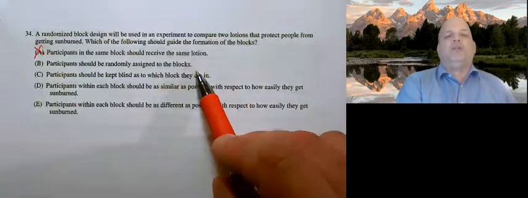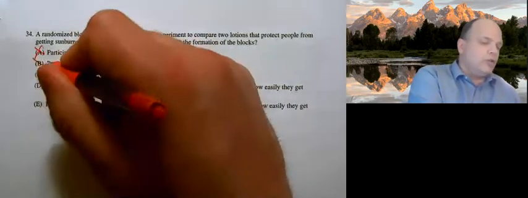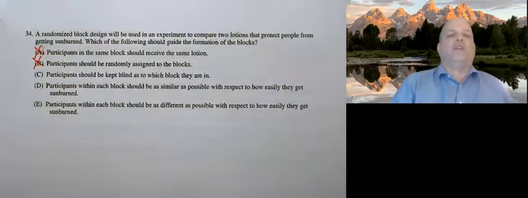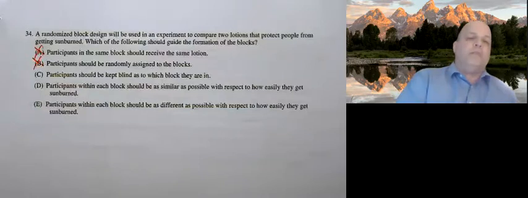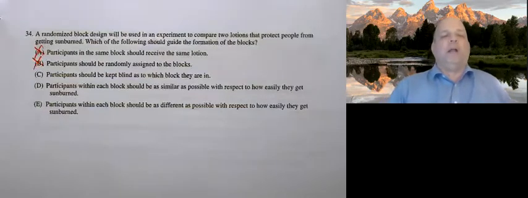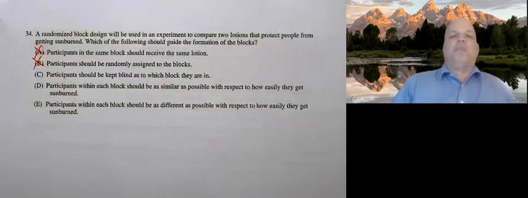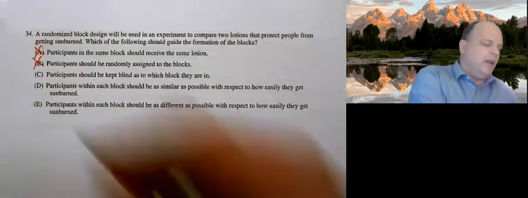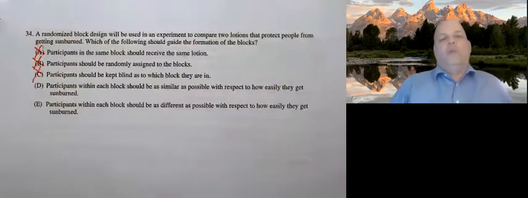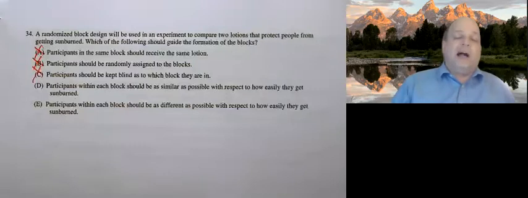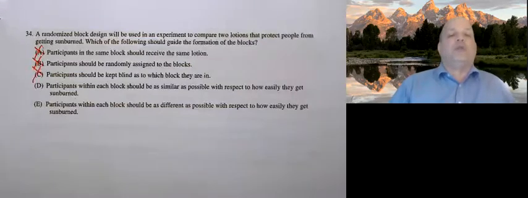Participants should be randomly assigned to the blocks. No, you're assigned to the block based on your characteristic. If you're male, you're in the male block. If you're female, you're in the female block. Participants should be kept blind as to which block they're in. Hopefully they know why they're in that block, because it's based on their characteristics. It's blinding, it has nothing to do with it.